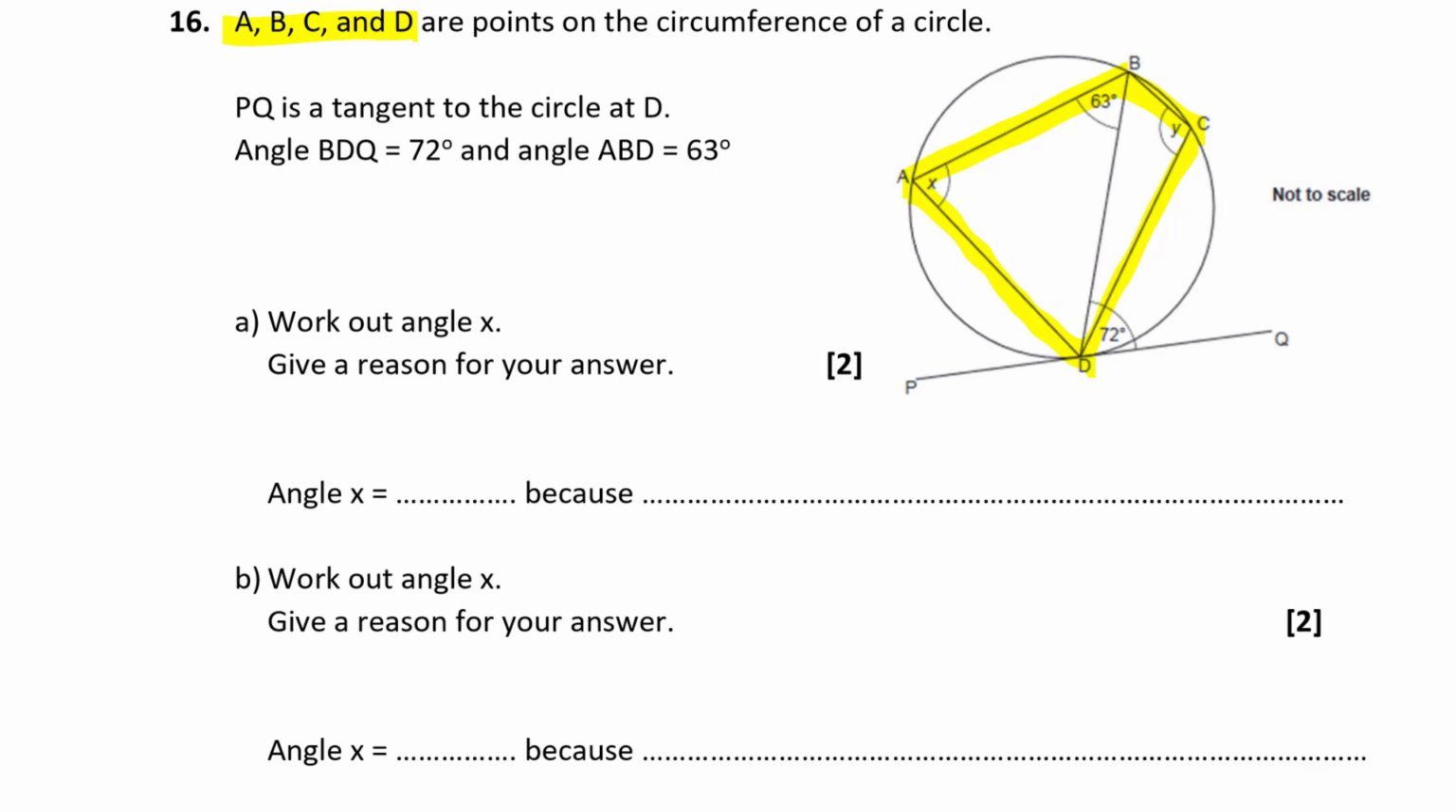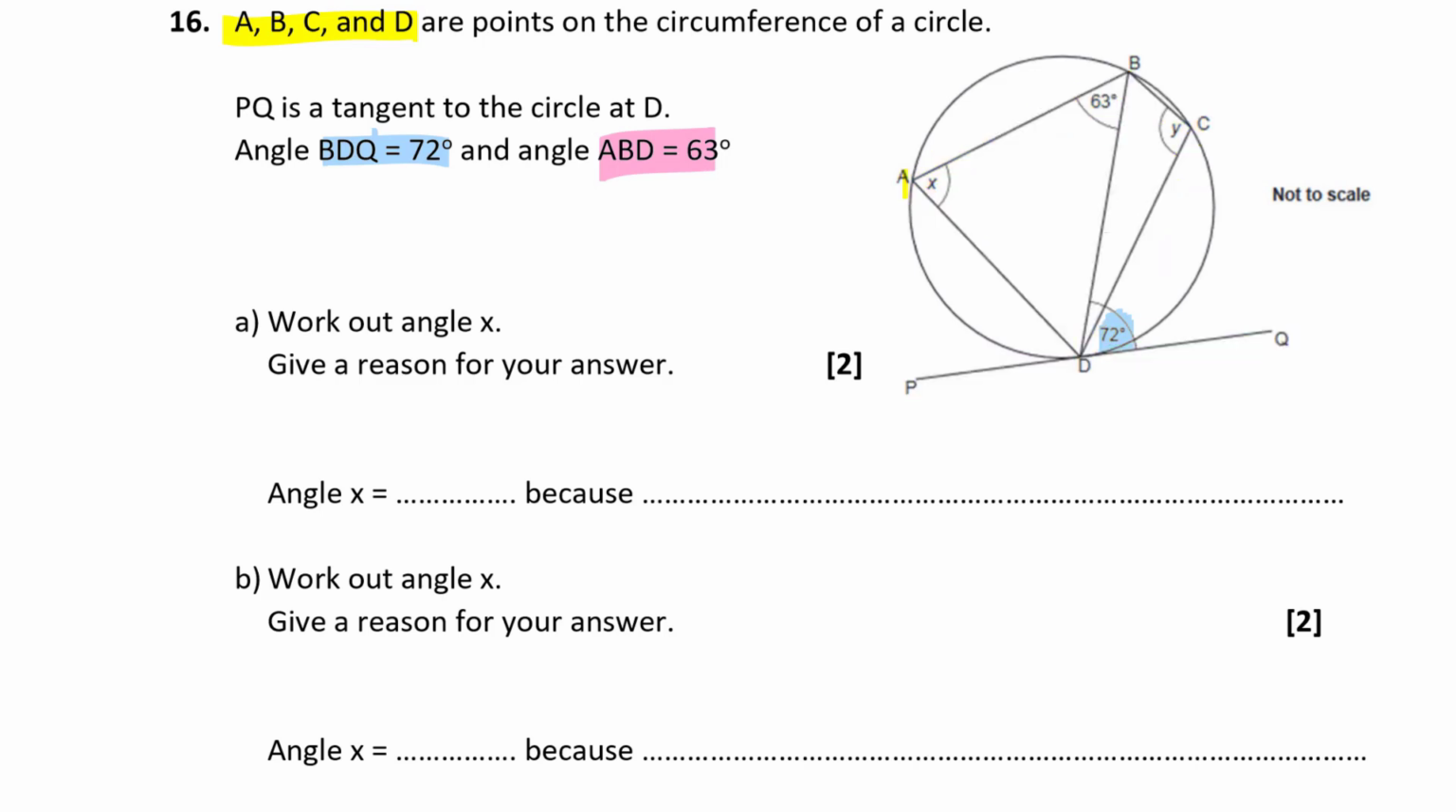PQ is a tangent to the circle at D. Okay, so there's my tangent PQ along there. And then angle BDQ is 72. So angle BDQ is that one down there then, isn't it? The 72. And ABD 63 up here is that one. Okay, so that's all on the diagram. It's always worth double checking because sometimes they leave it out. And now we need to find angle X.